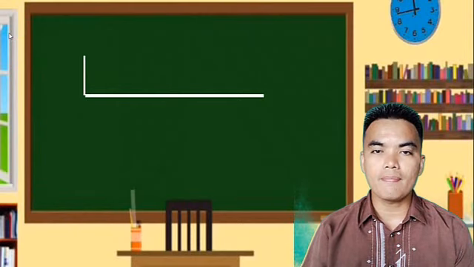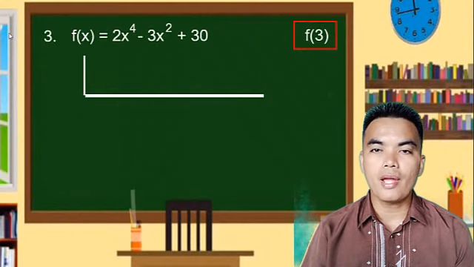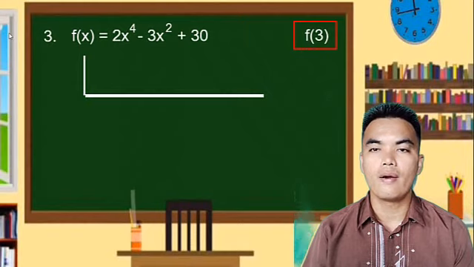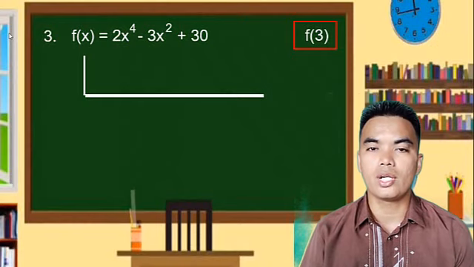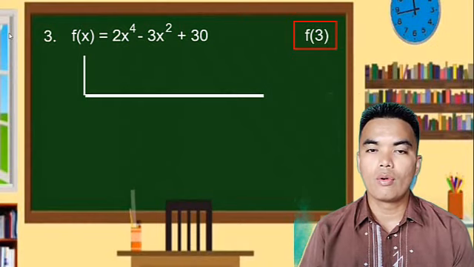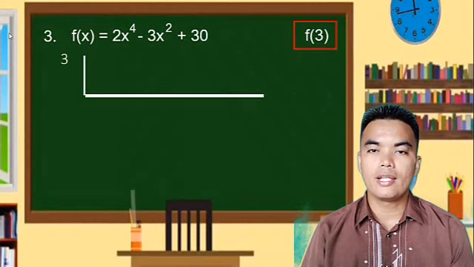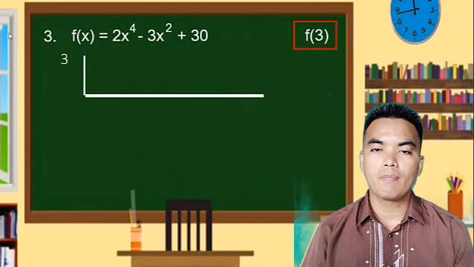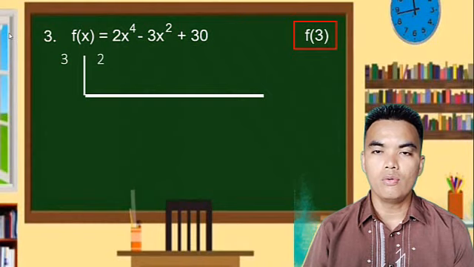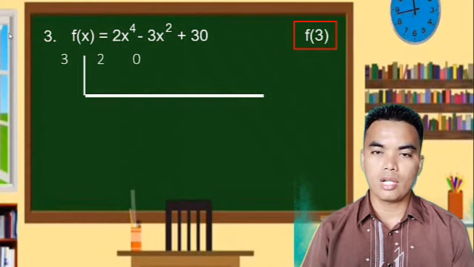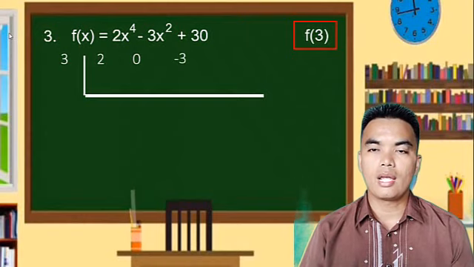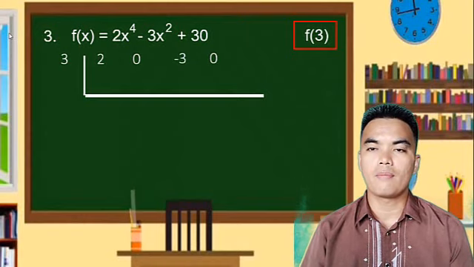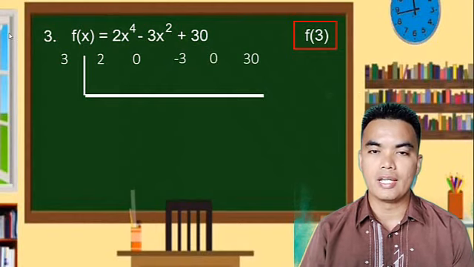Let us have another example. We have f of x is equal to 2x raised to 4 minus 3x squared plus 30. First, we will use synthetic division. We put 3 here and then the numerical coefficients of the polynomial: 2, then we don't have an x cubed term, so we replace it with 0, minus 3. Again, we don't have an x term, so we have 0, plus 30.